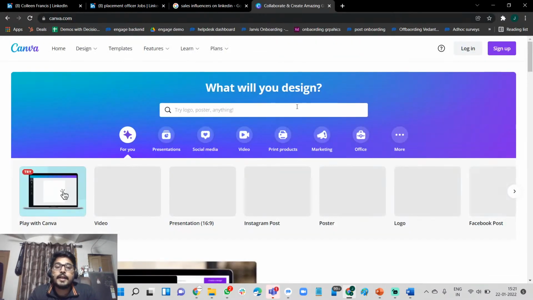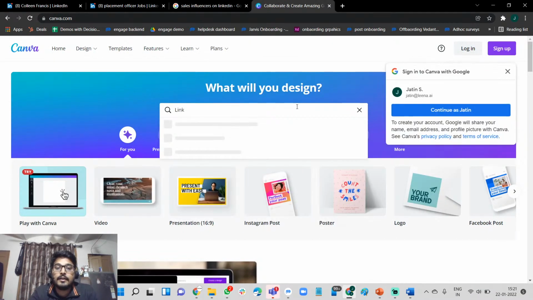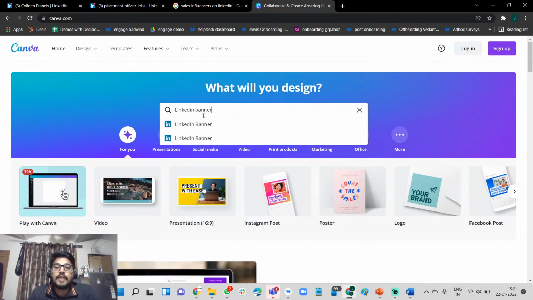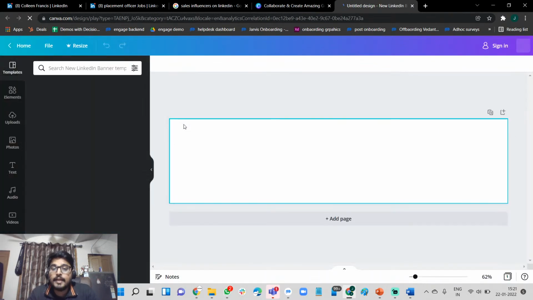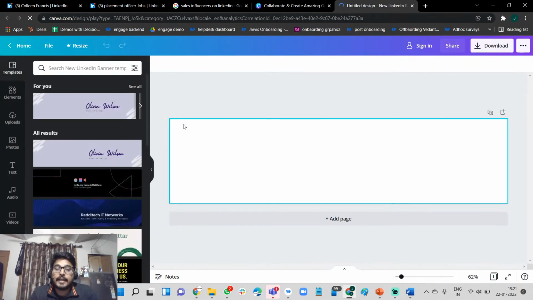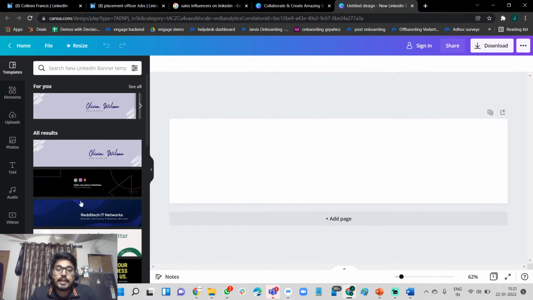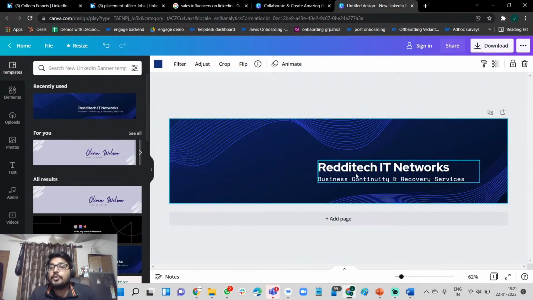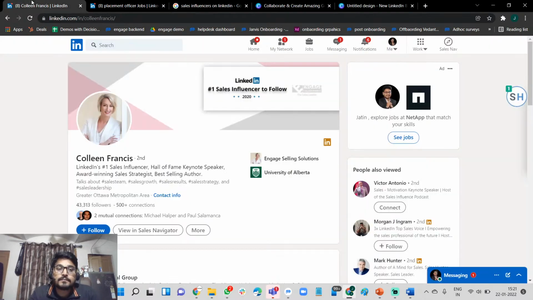You need to write here, let's say, LinkedIn banner. As soon as you write this, Canva will provide you some of the best LinkedIn banners that are editable. You guys can include any text that you want on this particular banner. For example, if you think that this particular banner is good for your LinkedIn profile, you can pick this banner and add some text that is relevant to your skill set. For example, this particular person has written that I am a sales influencer that you should follow.